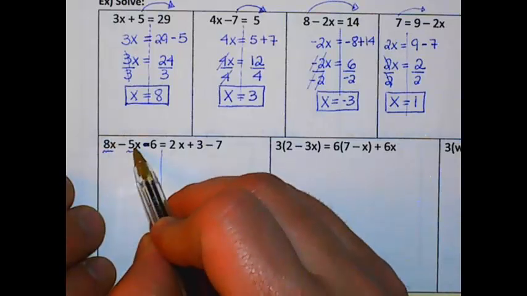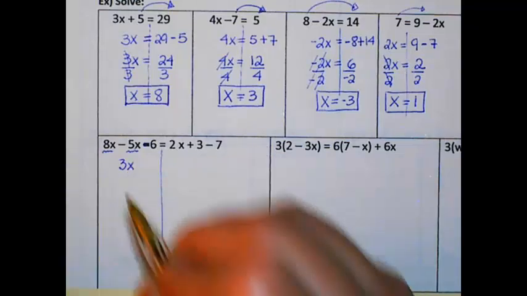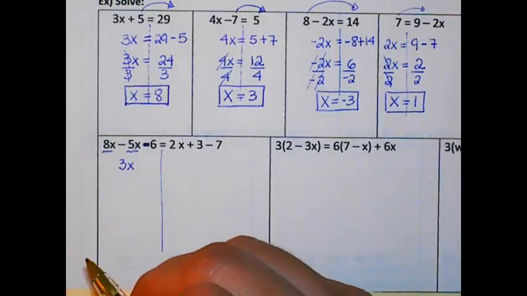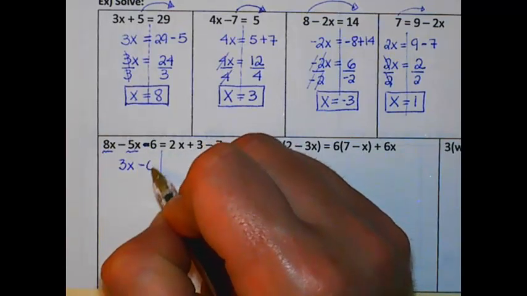So 8 minus 5, signs are different. You will subtract, so you get 3x. And it's positive because 8 is positive. And the 6, since you cannot combine it with anybody, you're just going to bring it down.